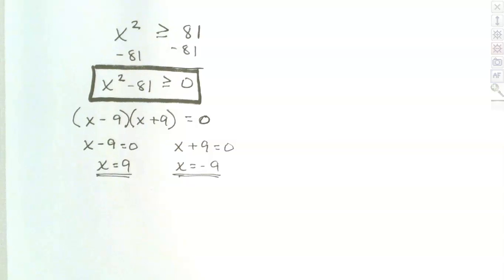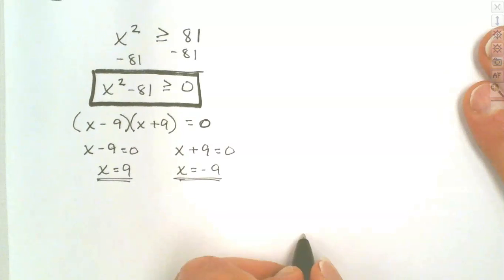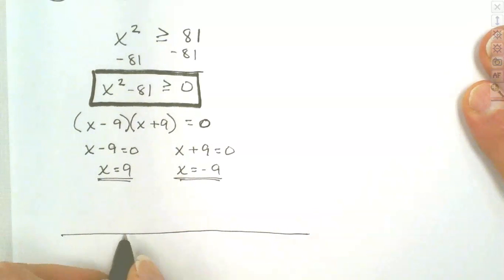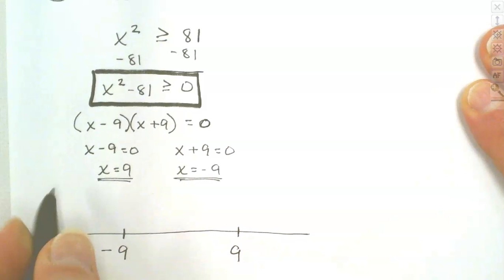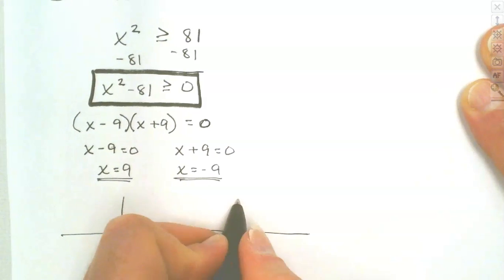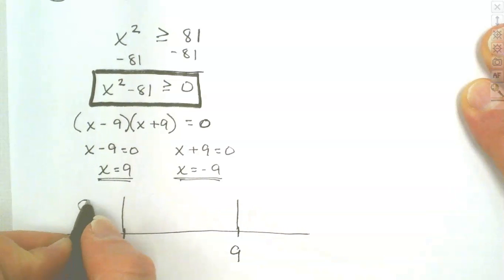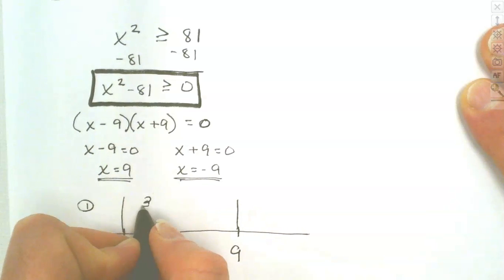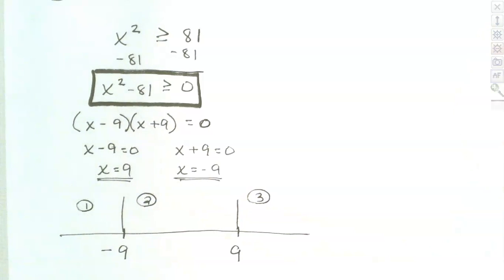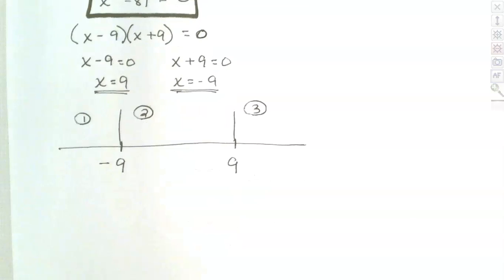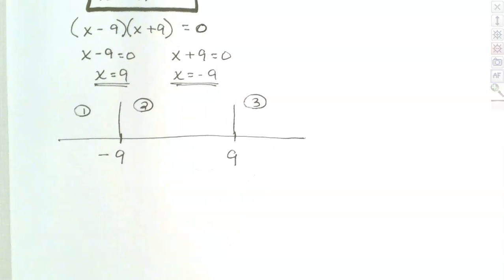Okay, so we've set it to 0. We factored it. These are critical points now. And we put our critical points on a number line. And then we make regions. And you always have one more region than you have critical points. So we've got 3 regions because we've got 2 critical points. Now we're at this step.